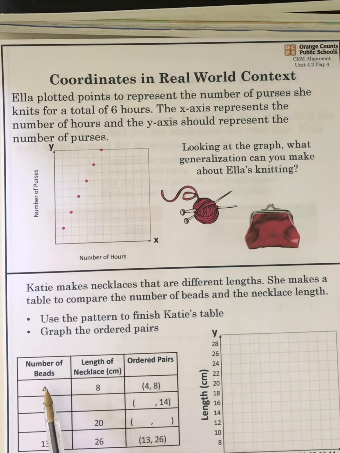Remember, number of beads, that's our x, okay? Length is our y, so 4, 8 would go there. Now, you have some missing pieces here, but you need to notice the pattern. So how do I go from 4 to 8? How do I go from 13 to 26? What pattern do you notice? Well, if you look here, there's a 14 in the y ordered pair. I know the length is y, so if I put a 14 here, does that help me with my pattern?